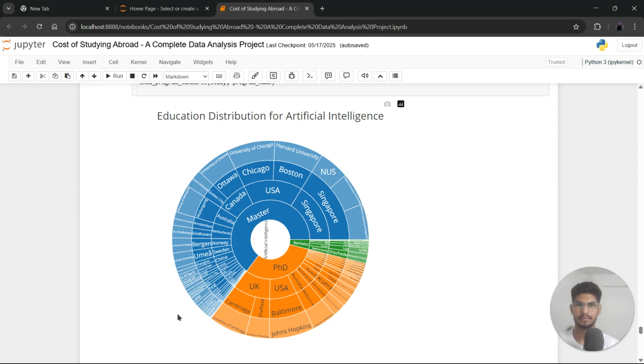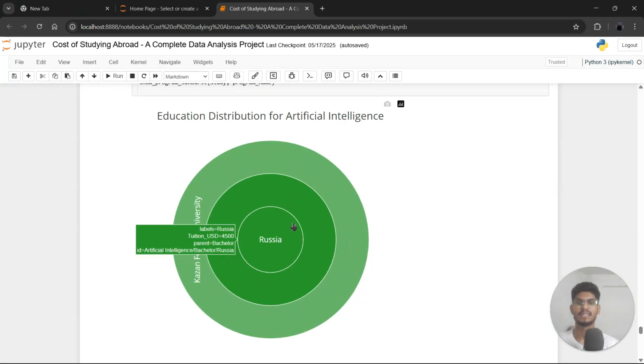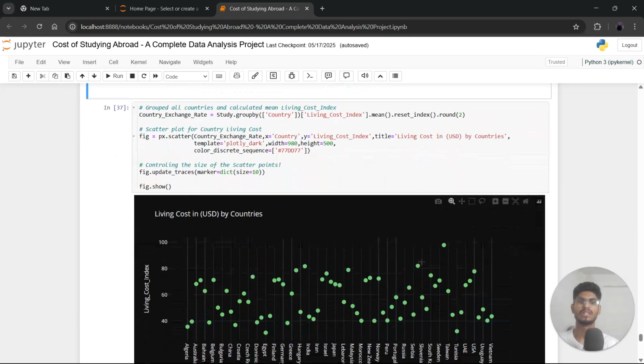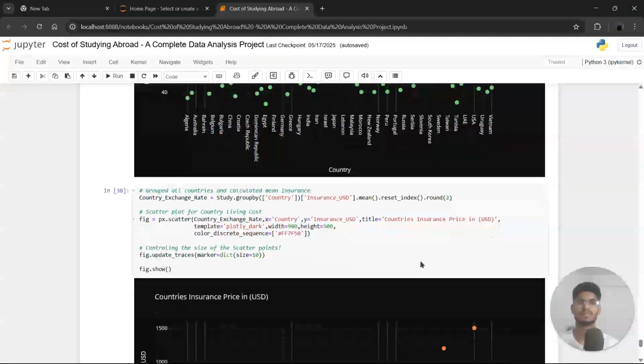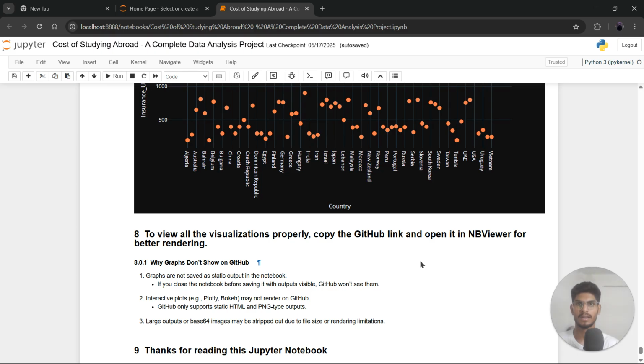Because of how we were interacting: I want to go with artificial intelligence, but I want to study the bachelor's, and for the bachelor's I want to go to Russia, Kazan. And Kazan, this is the university which is costing me 4,500 US dollars. So these are the beautiful interactive dashboards which you can create only with Plotly. So that's why, if you are giving your GitHub link to someone, ask them to access it with nbviewer, otherwise it will show you nothing.